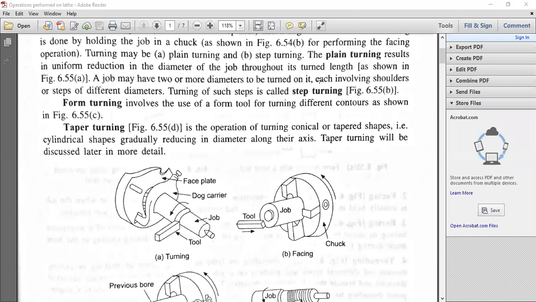If anybody asks in viva voce and you are not able to speak out, or if you want to draw a simple figure, not a 3D one, you can draw simple diagrams. Simple diagrams are there in most of the textbooks like Hajra Chaudhary or Raghuvanshi. So you just try to see that. This is the job. This is the tool. This is the dog carrier.